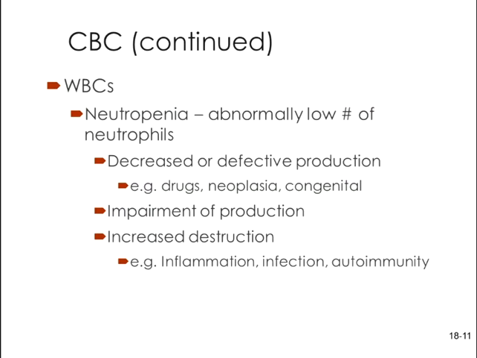There could be impairments associated with the production. There could also be an increased rate of destruction. So you might actually see that associated with certain types of inflammation, certain infections, and then autoimmune disease is also associated with driving down or decreasing the number of neutrophils that might be present.